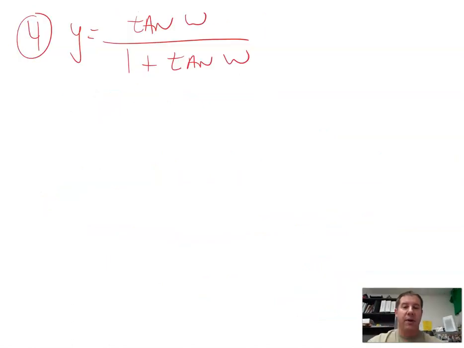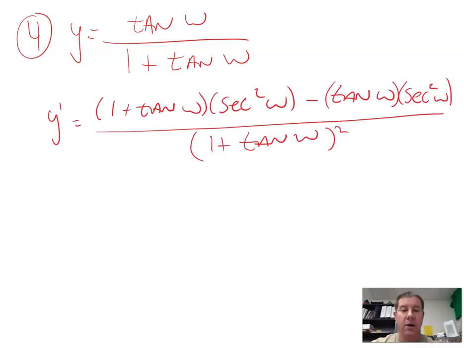Okay, next problem here, y equals tan w over 1 plus tan w. Here, if we're going to do this, we need to use the quotient rule. So I'm going to go ahead and do that. All right, so low d high, derivative of tangent, secant squared w, minus high d low. When I take the derivative of low, derivative of 1 is 0, and derivative of tangent again is secant squared w. Square the bottom, and off we go.